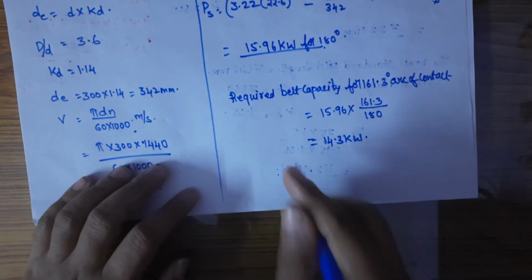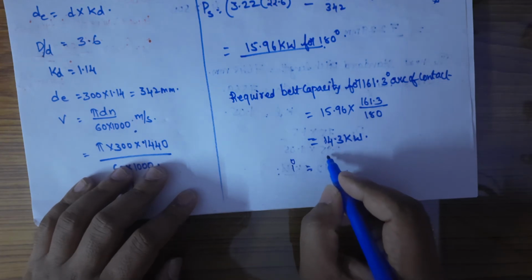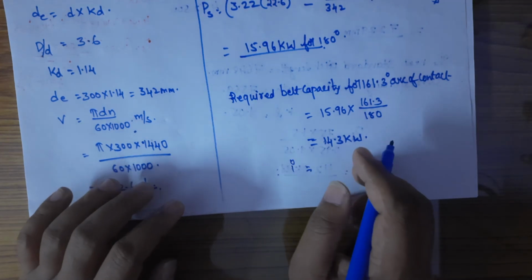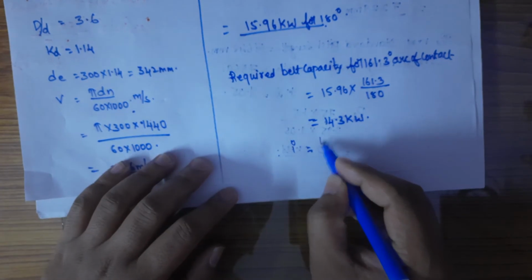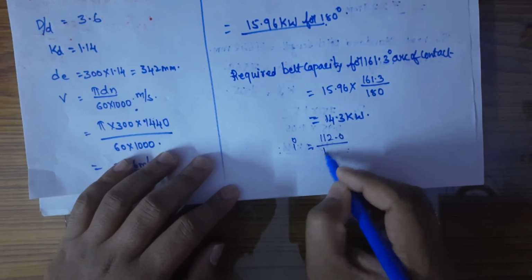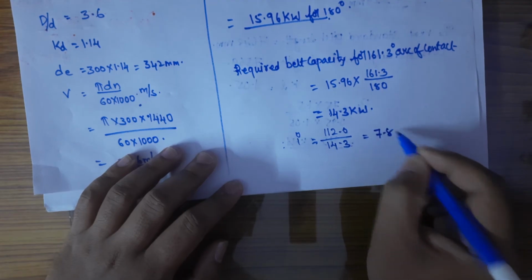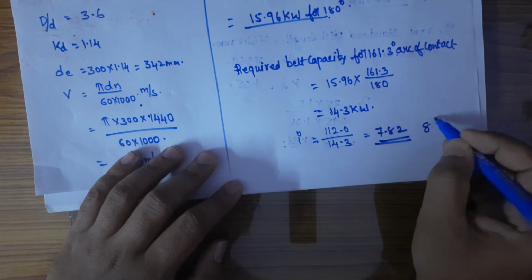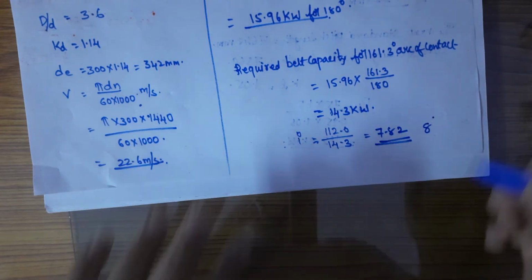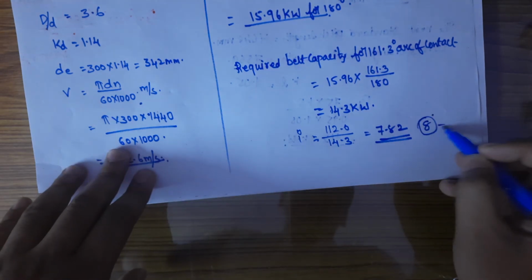Okay, so I is equal to design power. So the design power that I have got is 112.0 by 14.3. So I have got an answer of 7.82. So we are having around 8 belts. Okay, so number of belts we are having is 8 belts.